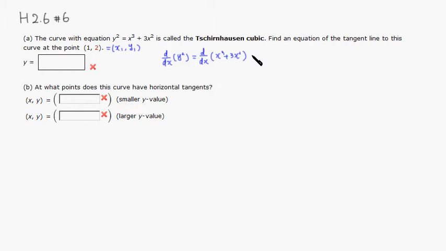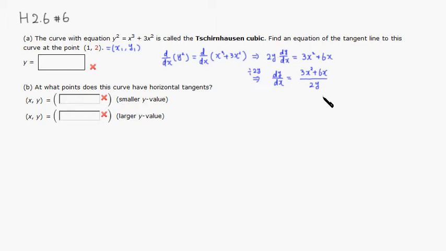All right, so this is going to give us 2y, but we have to multiply by dy over dx. This is basically the chain rule. And the derivative of that is just a regular derivative, so it's 3x squared plus 6x. Then we just need to divide through by 2y so that we can isolate dy over dx. So this is going to be (3x squared plus 6x) over 2y.